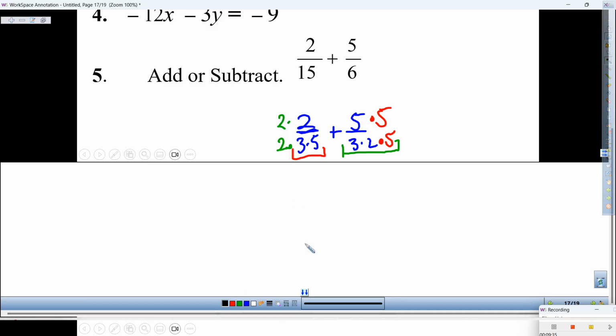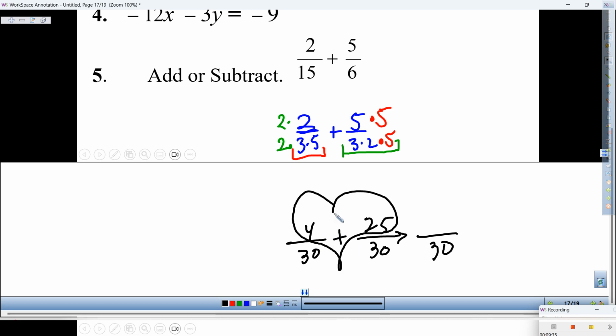So let's rewrite these two fractions now with a common denominator. 3 times 5 is 15 times 2, that's 30. So both of them would be 30. 2 times 2 is 4. 5 times 5 is 25. Common denominator 30. Focus on the numerator. That's 29.